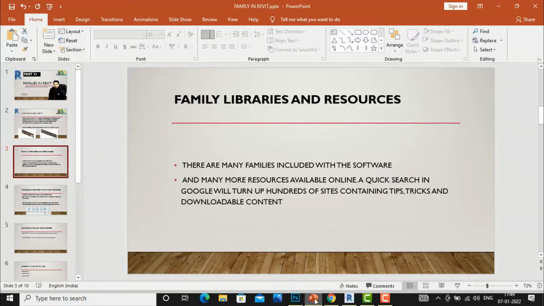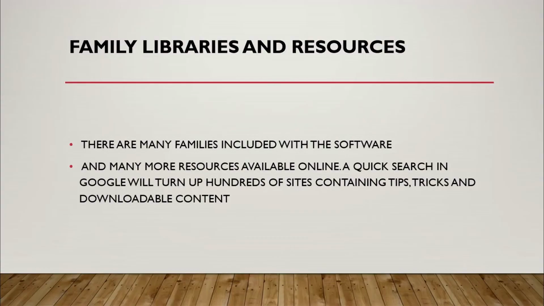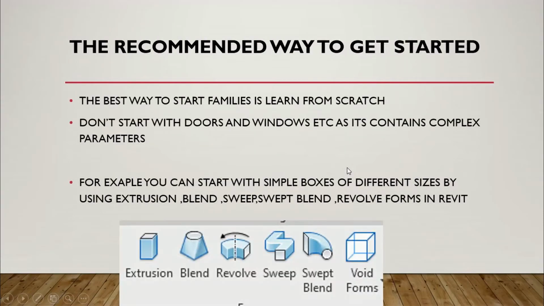If you go to your next slide, how can we start making families in Revit? It is recommended that you start with making simple boxes or rectangles, or use commands like extrusion, blend, revolve, sweep, swept blend, and void forms, so that you become familiar with the creation of families. And then you should go and create specific doors and windows.